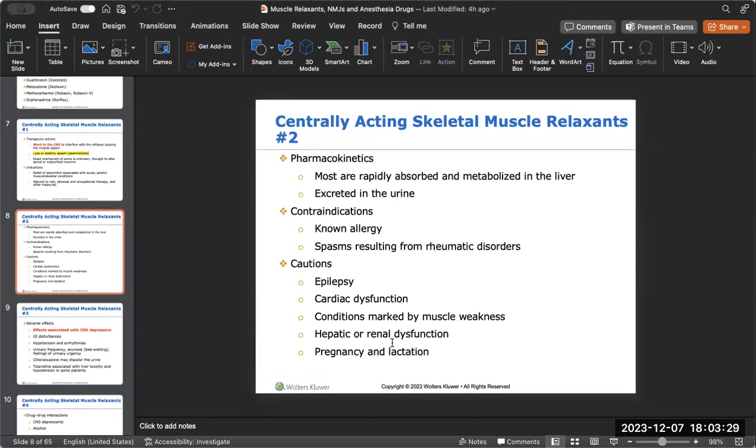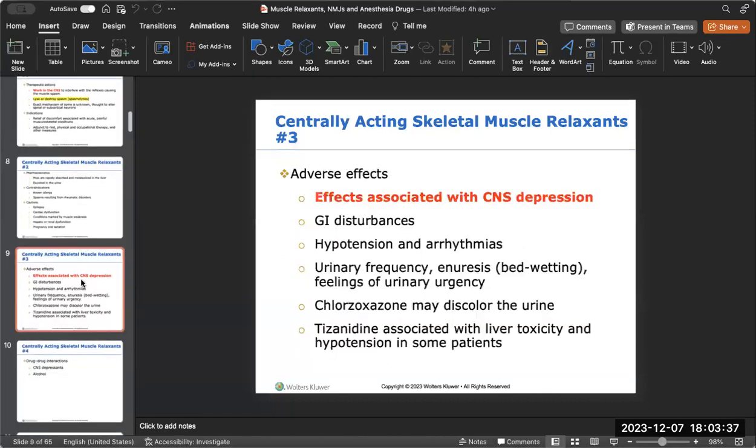Cardiac dysfunction, why do we have to watch out for that? CNS depression might depress everything too much and cause cardiac problems, okay? And always pregnancy and lactation.